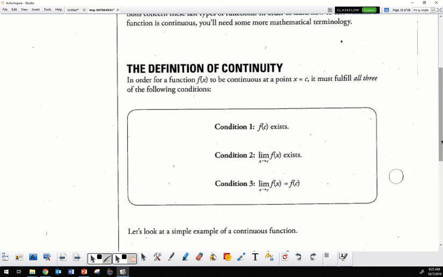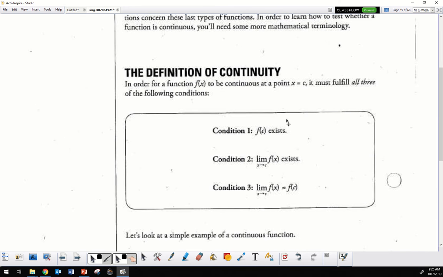All right, so definition of continuity. For the function f of x to be continuous at a point x equals c, it must fulfill all 3 of the following conditions. F of x must exist. That means that at that point, it's not a hole, it's not an asymptote, it is not undefined, it is not a jump. Either way, it has to exist.